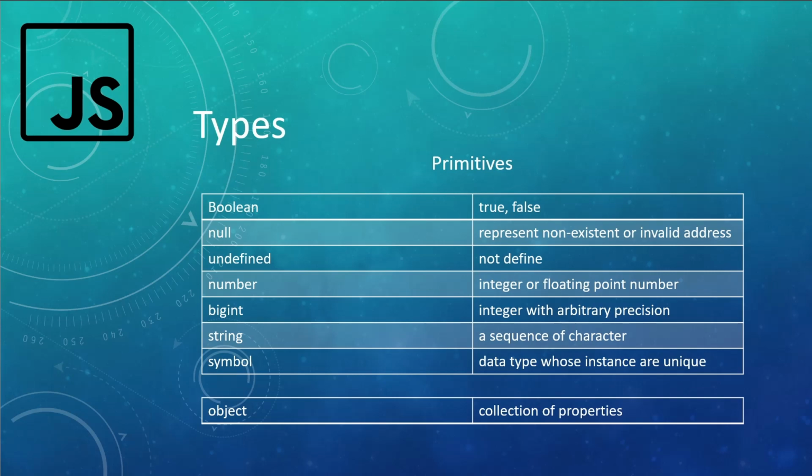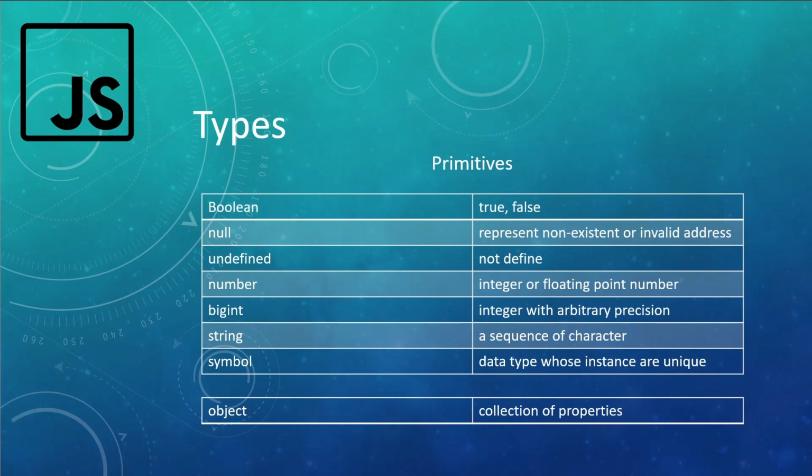BigInt is an integer with massive values. I will show you in a bit what it looks like. You might not have a chance to use it that much, because it can hold a larger number of values than what number can hold. You have a string, and you have symbol. Symbol is a bit special. The data type's instances are unique, so every time you create a symbol, the return value from the instance of the symbol is going to be different. And you have an object.